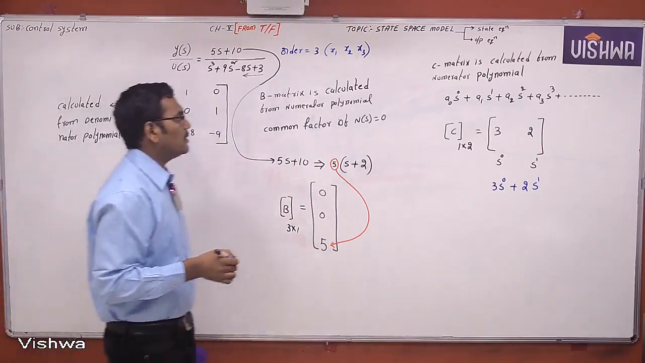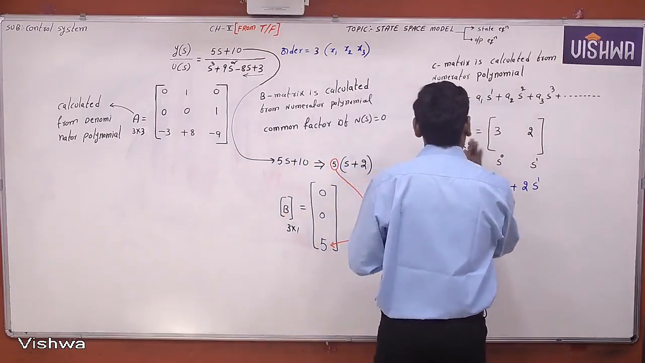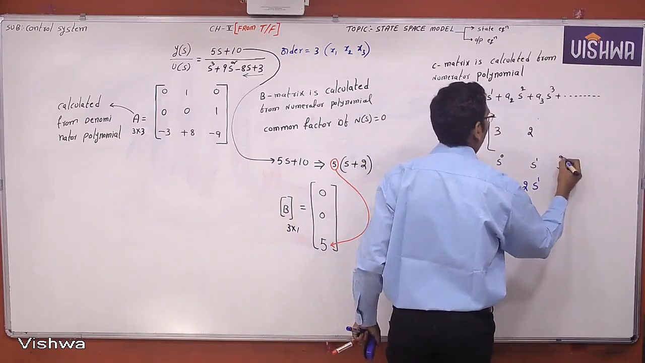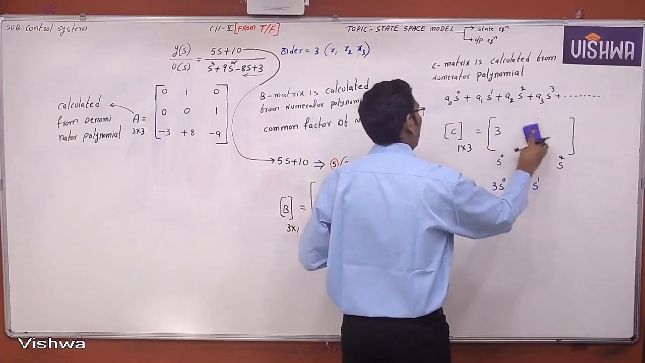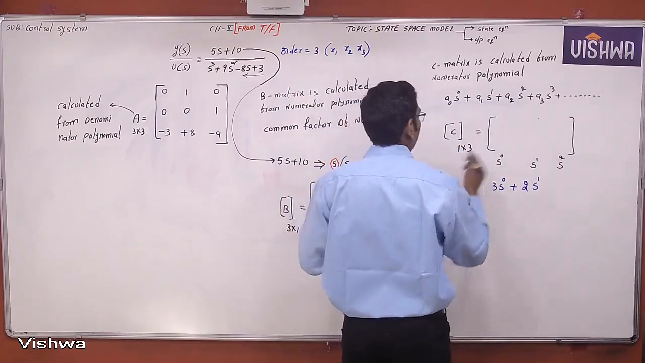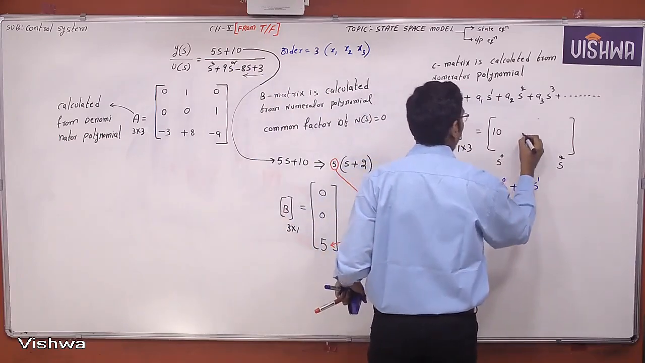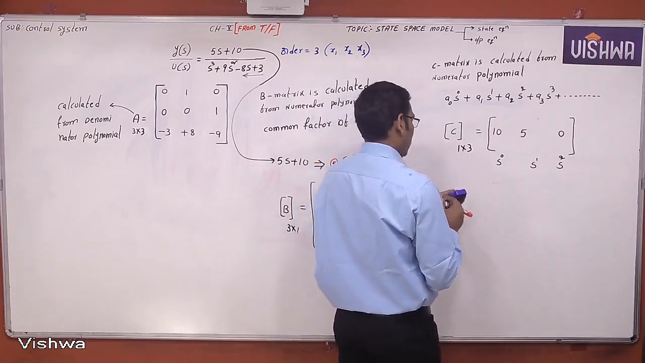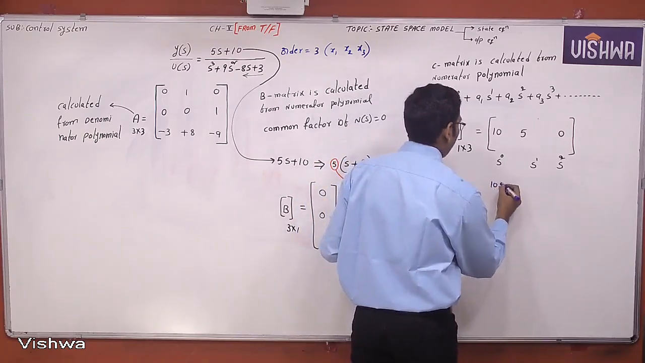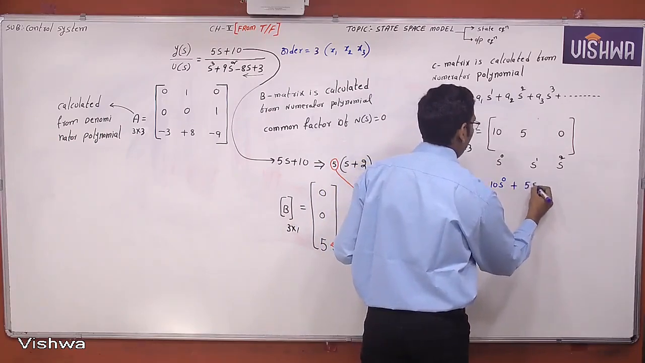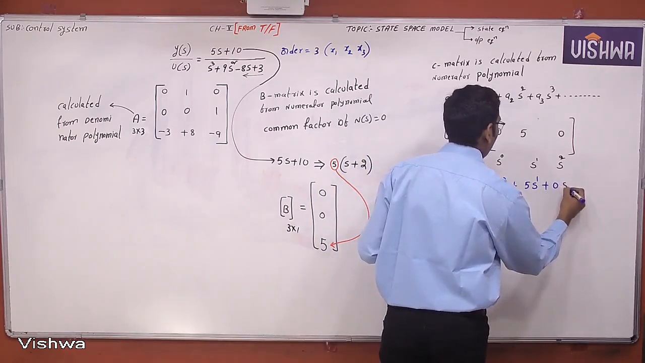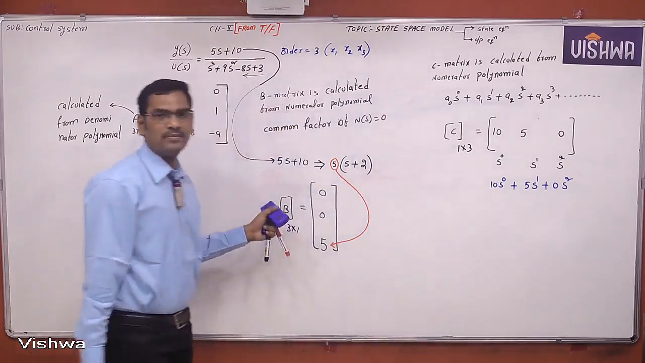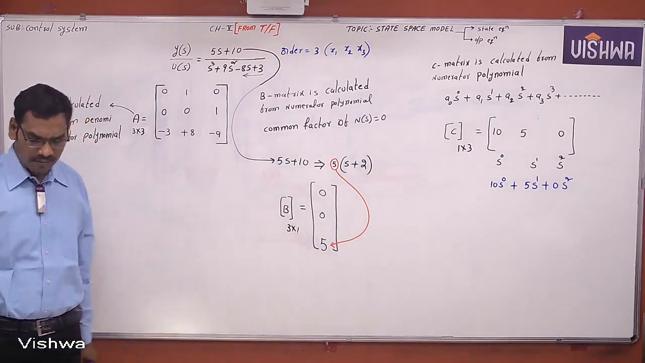Okay. Next, the C matrix is calculated from the numerator polynomial. Now the C matrix order is 1 by 3. So s power 0, s power 1 and s power 2 are also coming. What is the s power 0 quotient? The s power 0 quotient is 10. The s power 1 quotient is 5. The s power 2 quotient is 0. Which means this is 10 s power 0 plus 5 s power 1 plus 0 s square. This is from the numerator polynomial. Okay. Now this is the C matrix. This is the B matrix. This is the A matrix. Okay. Easy. Not wrong.